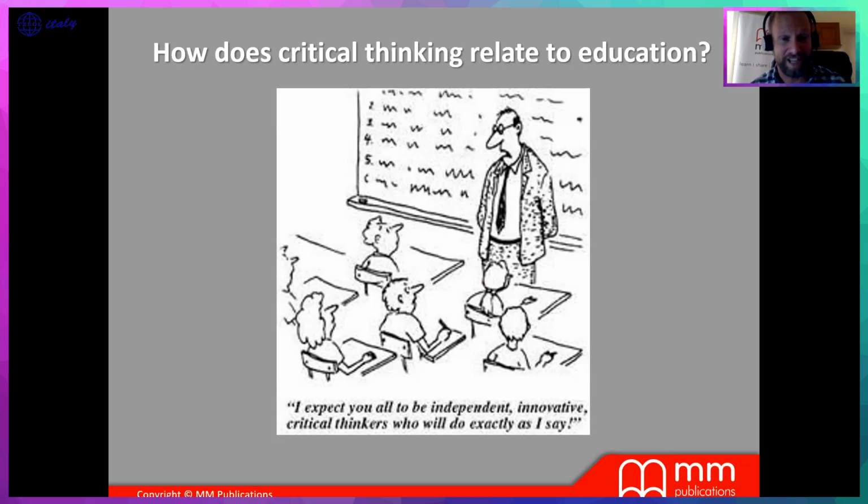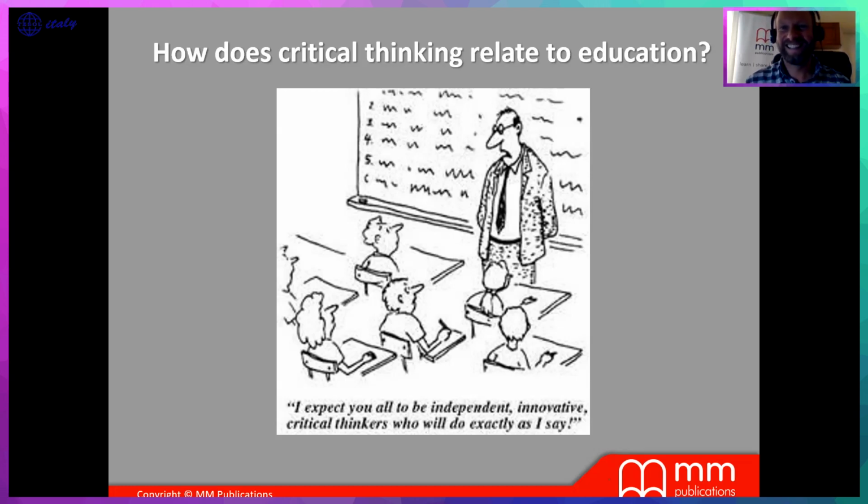This is a question now, but I want you to focus, if you can, on the script, the extract from this comic strip. The teacher addressing the class goes like, "I expect you all to be independent, innovative, critical thinkers who will do exactly as I say."